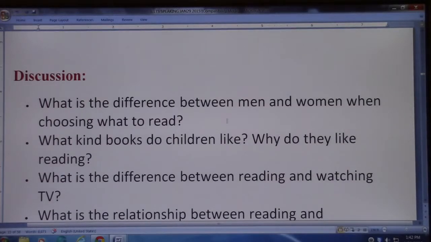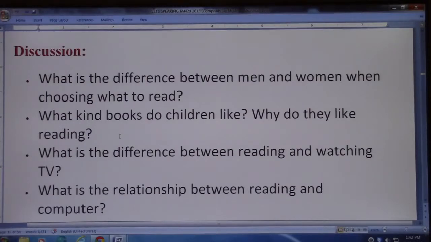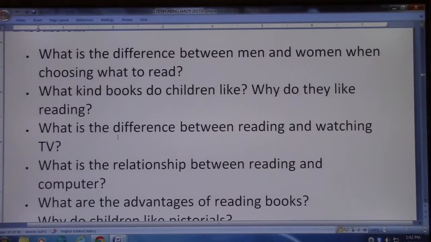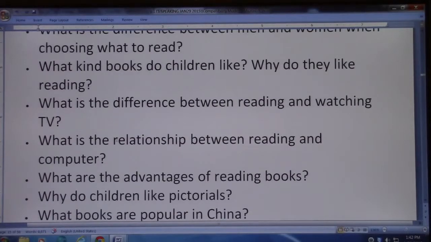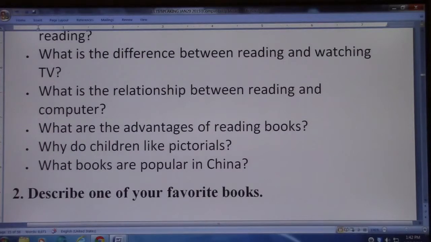So the discussion is, what is the difference between men and women when choosing what to read? Is there a difference? What kind of books do children like? Why do they like reading? What is the difference between reading and watching TV? They could also ask you a question about reading books to children, how effective it is, and why parents should read books to children. What is the relationship between reading and computers? What are the advantages of reading books? Why do children like pictorials? And what books are popular in your country? Now here it says China, but in your country. Everywhere, every time you see China, it should be your country.